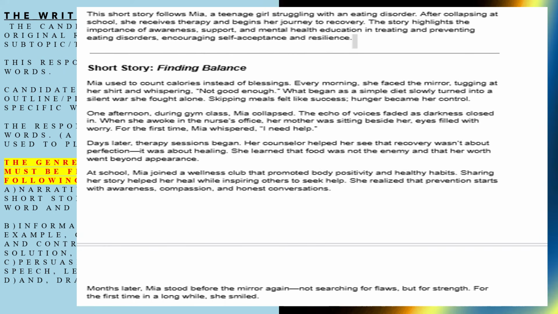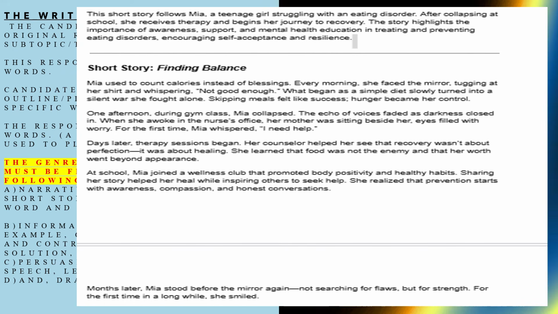Sample writing task reads: This short story follows Mia, a teenage girl struggling with an eating disorder. After collapsing at school, she receives therapy and begins her journey to recovery. The story highlights the importance of awareness, support, and mental health education in treating and preventing eating disorders, encouraging self-acceptance and resilience. And the short story's title is "Finding Balance."